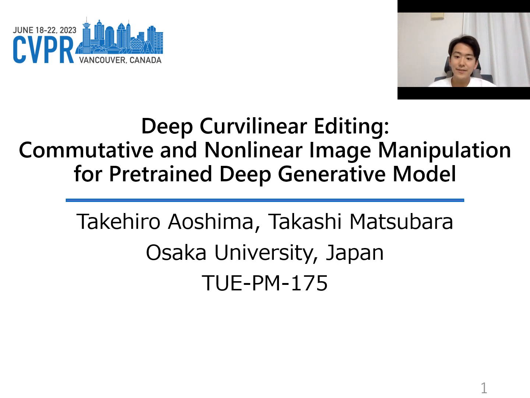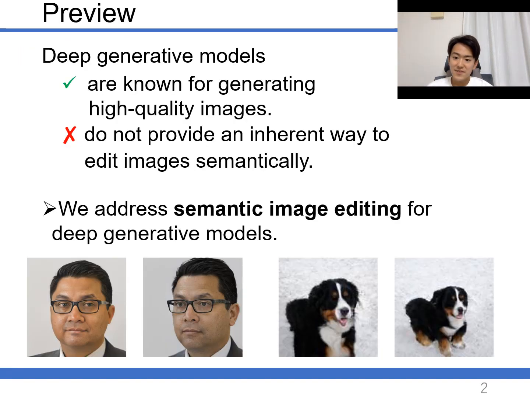Hello, I'm Takehiro Aoshima. Welcome to my talk on deep curvilinear editing, commutative and nonlinear image manipulation for pre-trained deep generative models. Deep generative models are known for generating high-quality images. However, it was difficult to semantically edit generated images. Therefore, in this work, we addressed semantic image editing for pre-trained deep generative models.